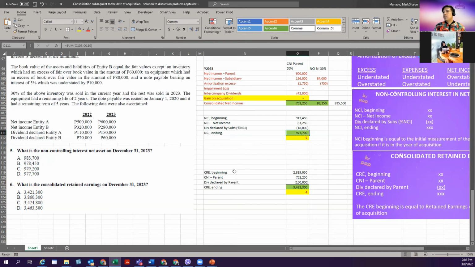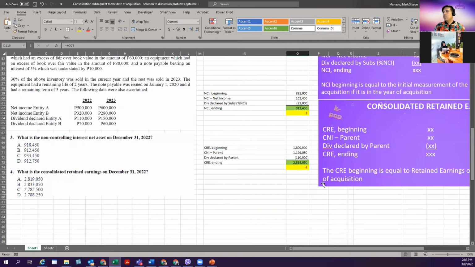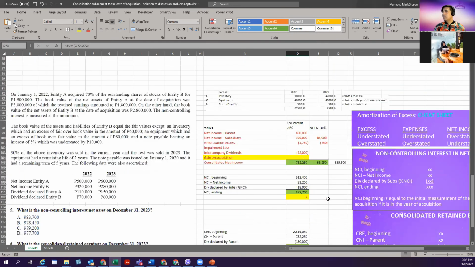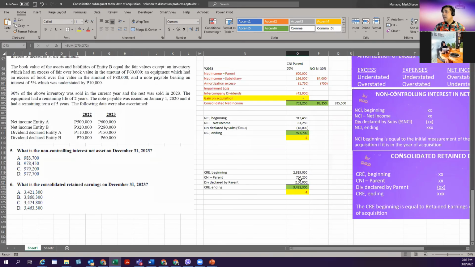Para naman doon sa consolidated retained earnings natin, so beginning balance also the one that we've computed earlier, that's 2,819,050. And then CNI parent, so that's 752,250. And then of course, we have the dividend declared by the parent. So that's 150,000 pesos. Deduct mo lang para makompute natin yung consolidated retained earnings ending. So that's 3,421,300.